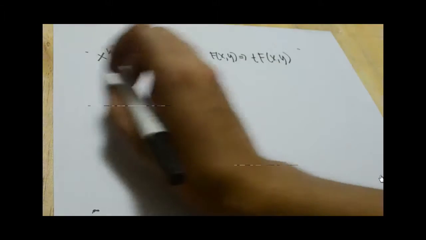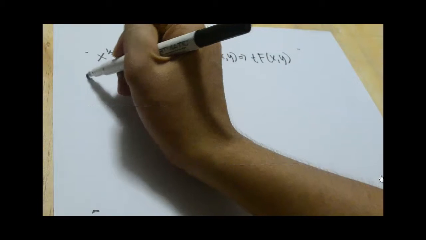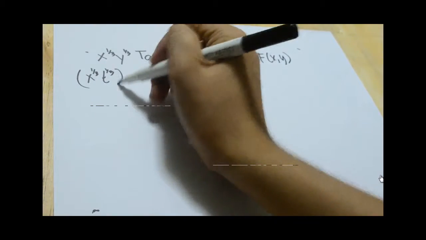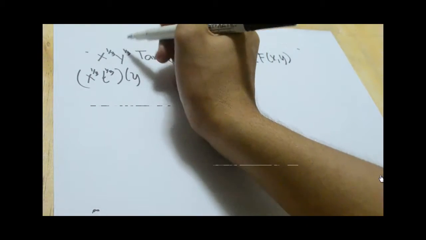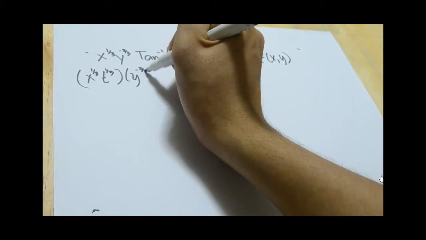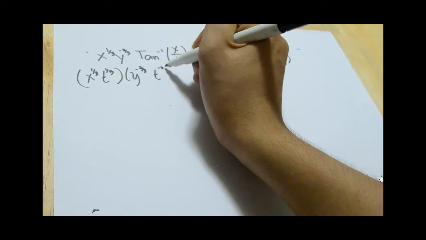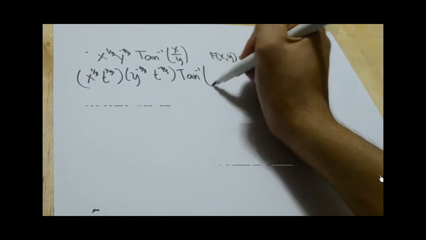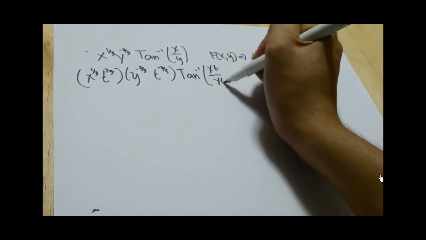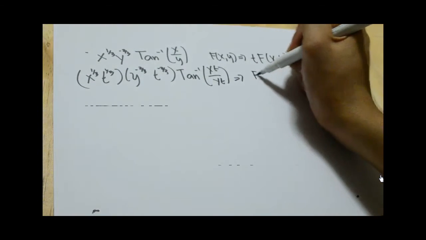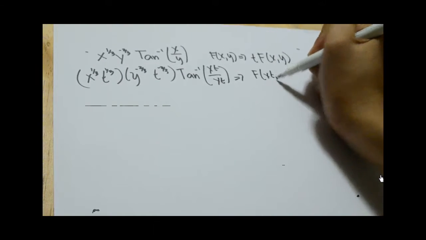So to solve, we will make x to the 1/3 t to the 1/3 times y, oh, this is negative 2/3, so y to the negative 2/3 times t to the negative 2/3 tan inverse of xt over yt. So this is our f of xt, yt.